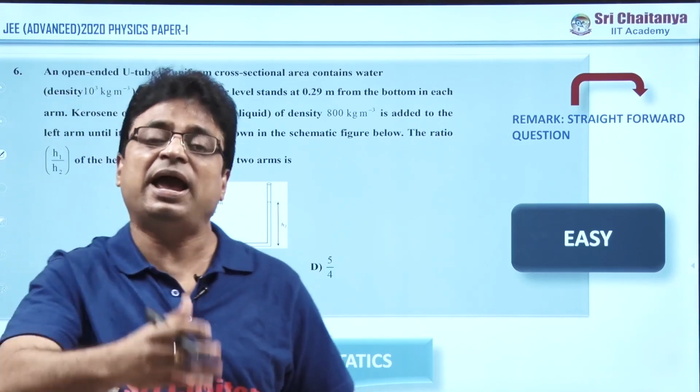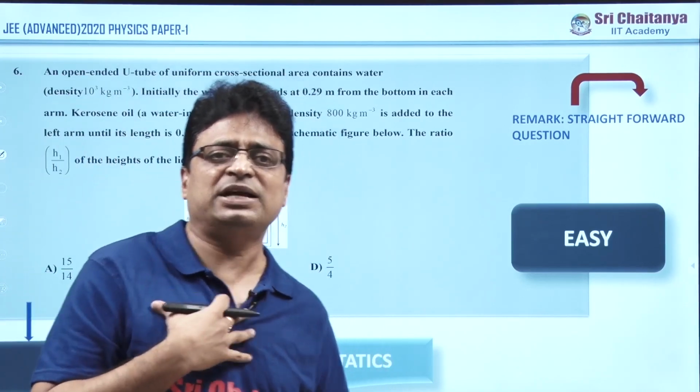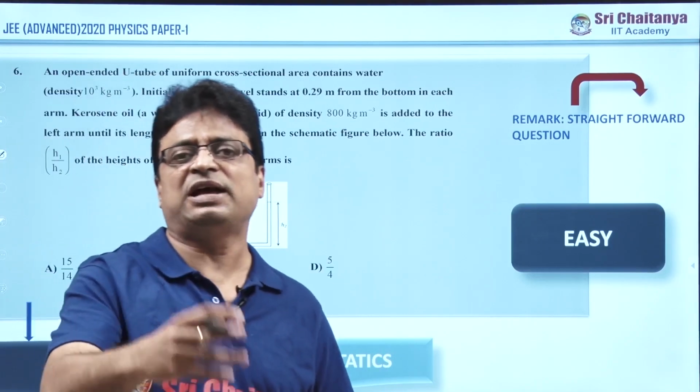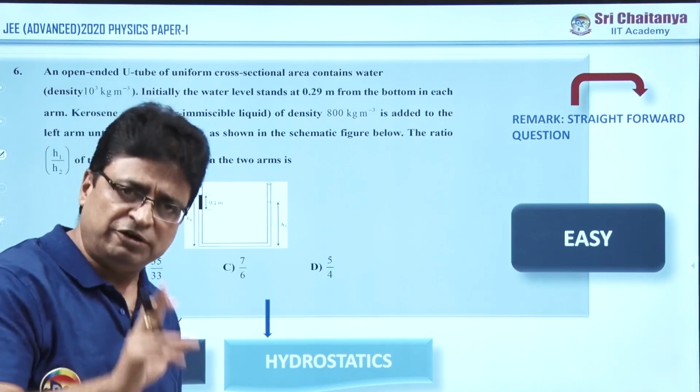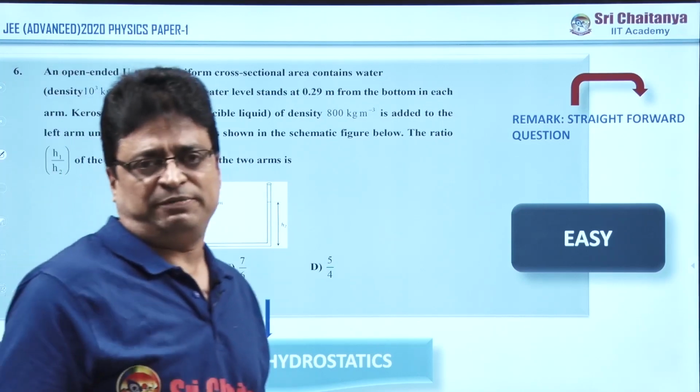The same thing may happen. Yeah, I am confident. With my experience, I am confident that the same thing will happen even in the 2021 Advanced and Mains examination also. This is for your information. This is about Section 1, the first 6 questions.